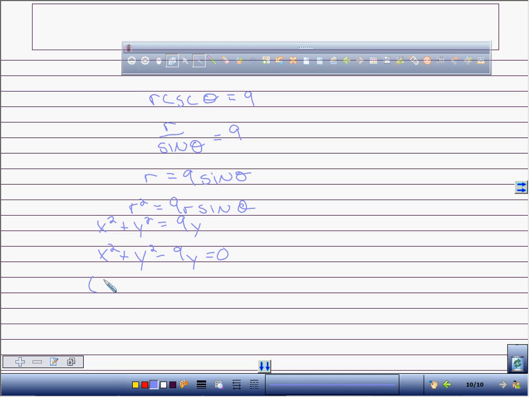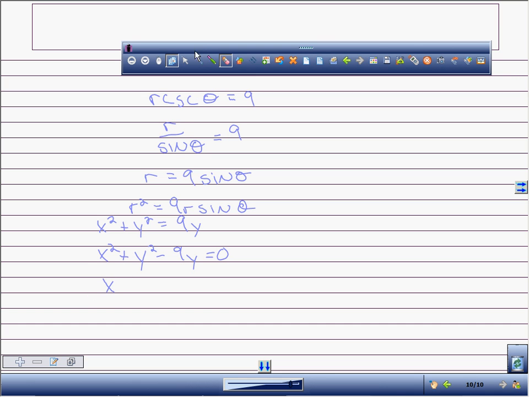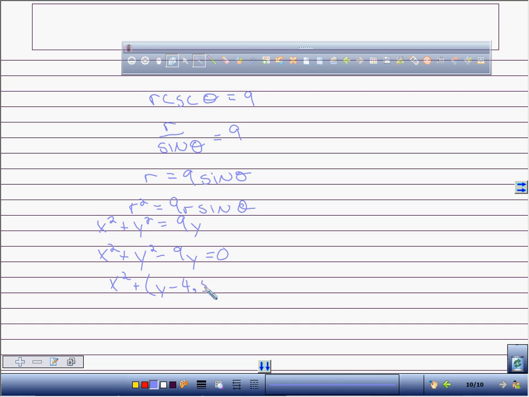Which gives me x squared plus y minus what? 4.5 squared equals 4.5 squared. What's that? 16.25? 16.25. And then, so this is a circle with a center at 0, 4.5, and a radius of 4.5, right? And that's kind of all I'm teaching you for today, okay?